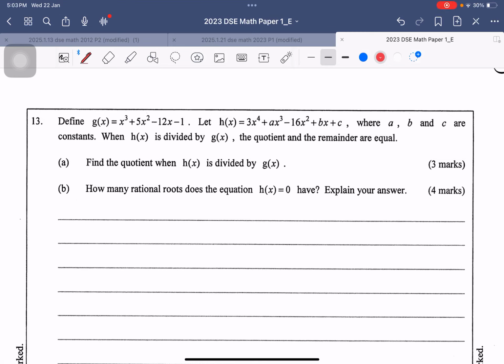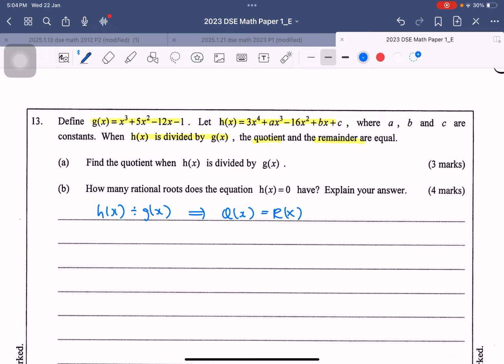Question 13 of 2023 DSE Math Paper 1. So let's read the question first. Let g(x) be a cubic polynomial, and h(x) a polynomial of degree 4. When h(x) is divided by g(x), the quotient and the remainder are equal. Try to summarize it: when h(x) is divided by g(x), the quotient is equal to the remainder.